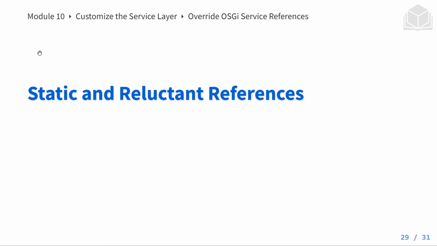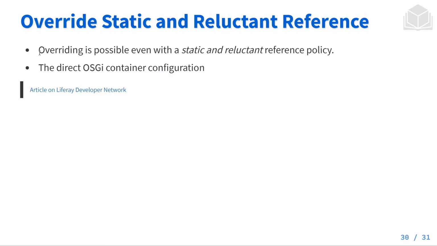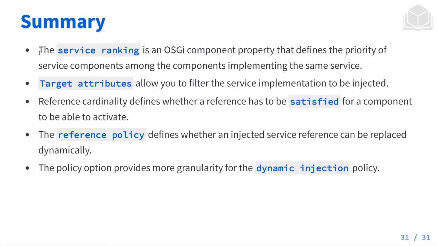Next, we're going to go over some of these static and reluctant references. Override static and reluctant reference. Overriding is possible even with a static and reluctant reference policy. This is the direct OSGi container configuration. That takes us to the end of this lecture.